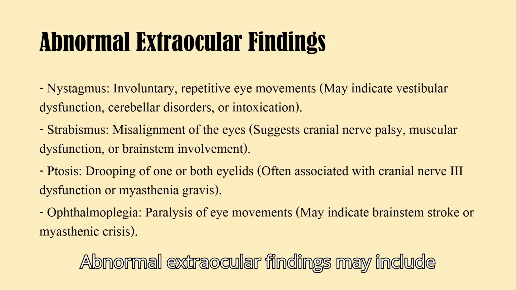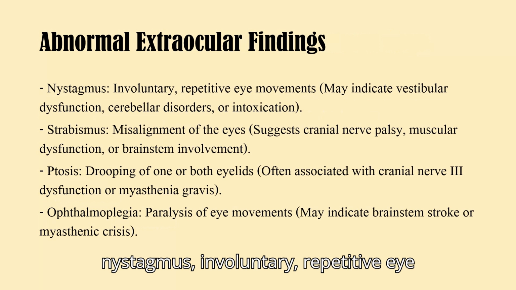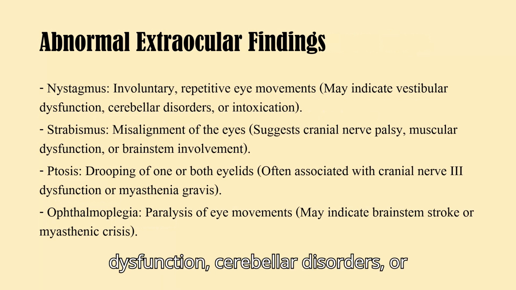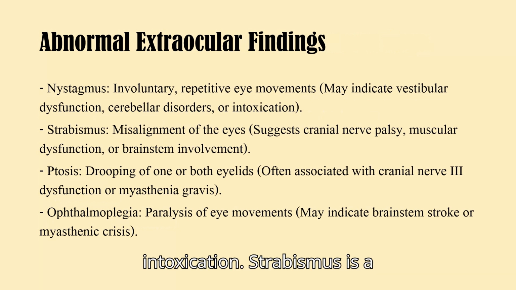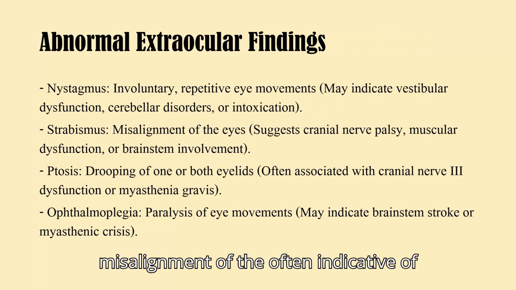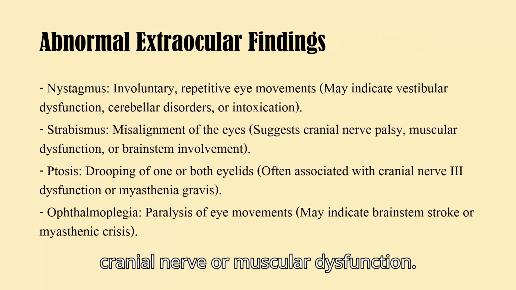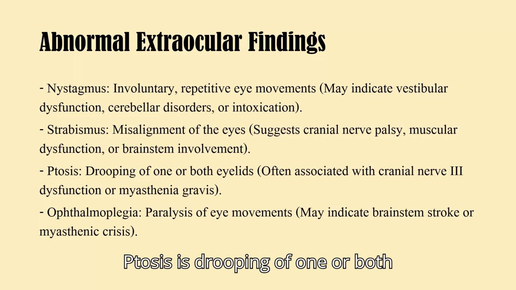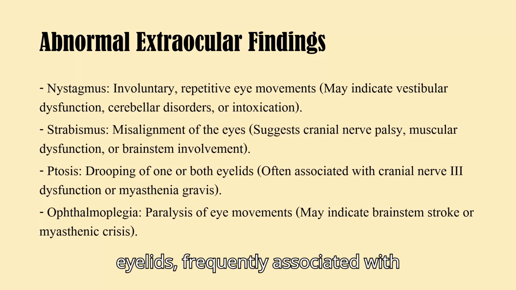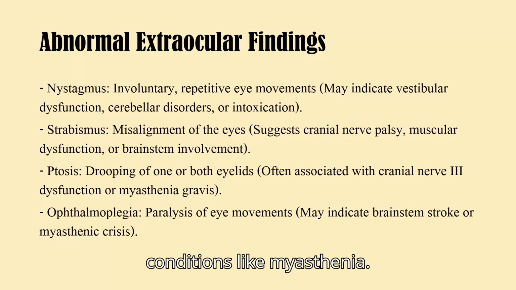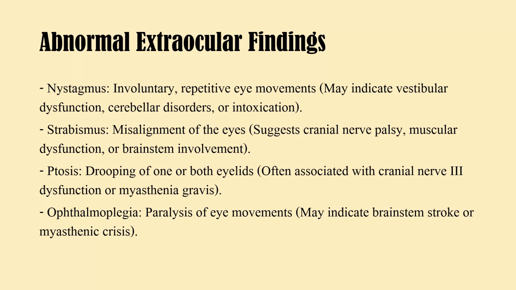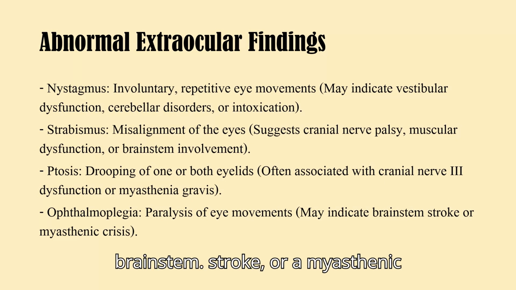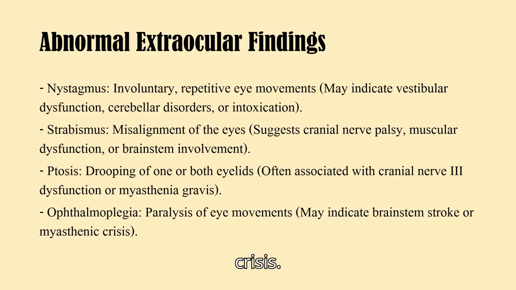Abnormal extraocular findings may include nystagmus, involuntary, repetitive eye movements that may suggest vestibular dysfunction, cerebellar disorders, or intoxication. Strabismus is a misalignment of the eyes, often indicative of cranial nerve palsy or muscular dysfunction. Ptosis is drooping of one or both eyelids, frequently associated with oculomotor nerve dysfunction or conditions like myasthenia gravis. Ophthalmoplegia is paralysis of eye movements, which can be a sign of brainstem stroke or a myasthenic crisis.